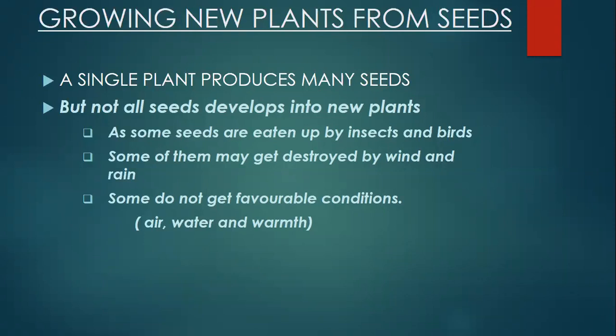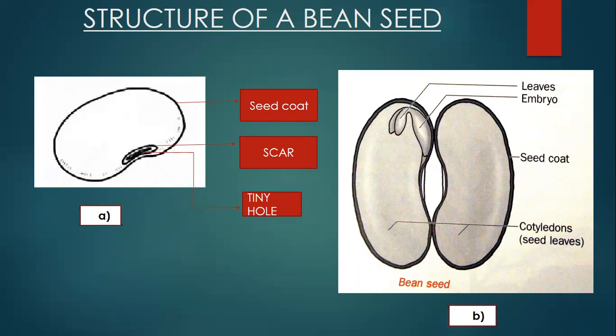Plants produce so many seeds because all the seeds do not grow into new plants. The reason behind it is some are eaten by insects and birds, some are destroyed by wind and rain, and some do not get the favorable conditions to grow into new plants. Now, what are those favorable conditions? These conditions are air, water, and warmth. So, the seeds that survive and find these favorable conditions, meaning air, water, and warmth, they only grow into new plants. Now, let us study about the structure of a seed.